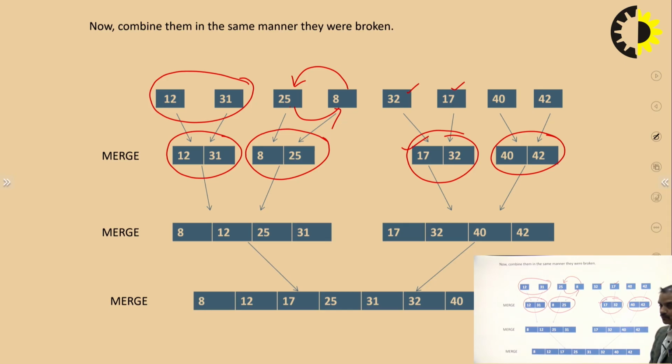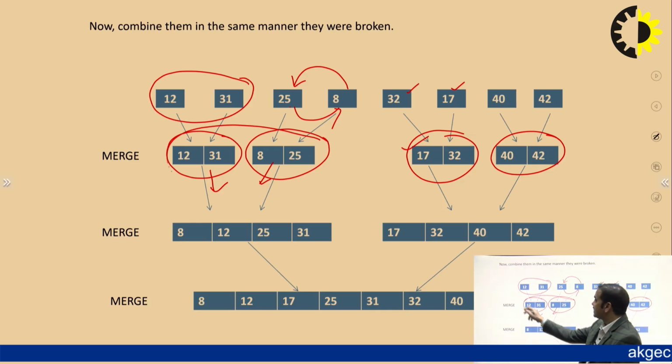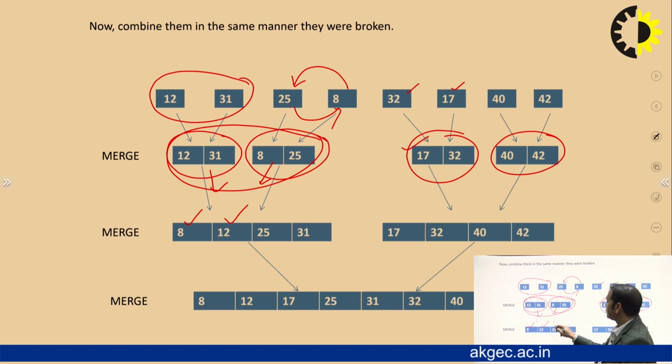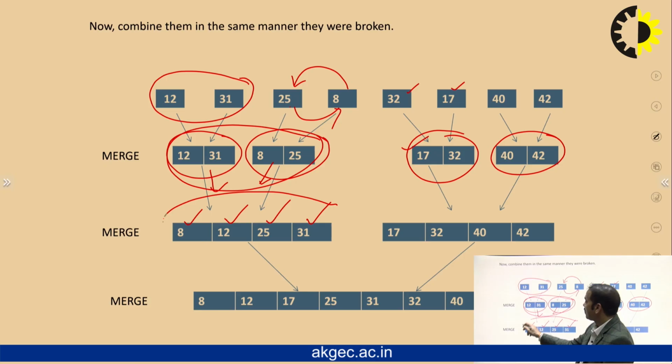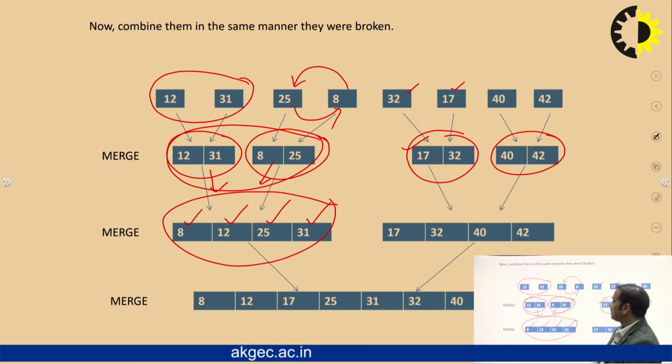After sorting these pairs, now we have to form groups of 4 elements. We compare each element of this group and this group and arrange them in ascending order. In these 4 elements, 8 is the smallest, so we write 8, then 12, then 25, then 31. This is the first group after combining 12, 31 and 8, 25.